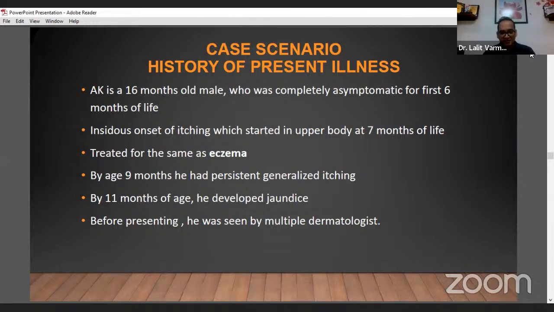And I'll talk about the other one that I saw yesterday, that I am working up. Similar thing, 2 years and no other symptoms till now, but started having symptoms.